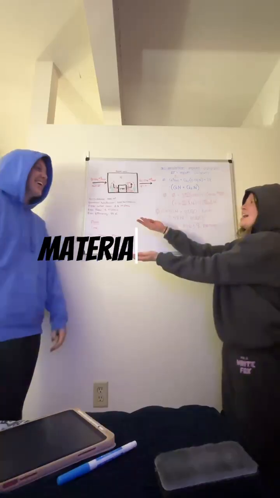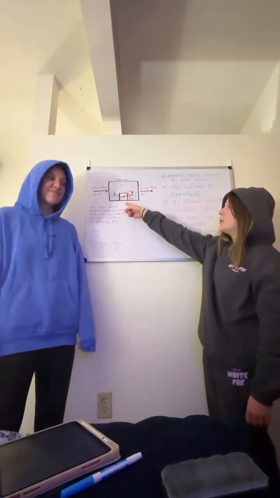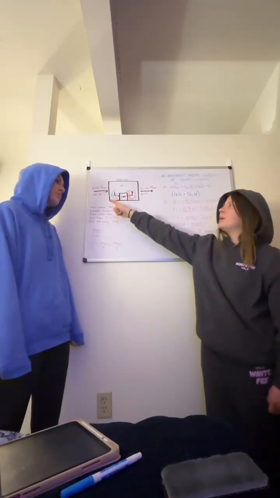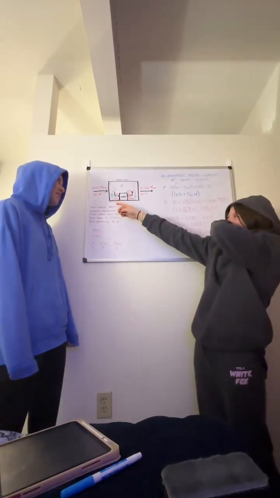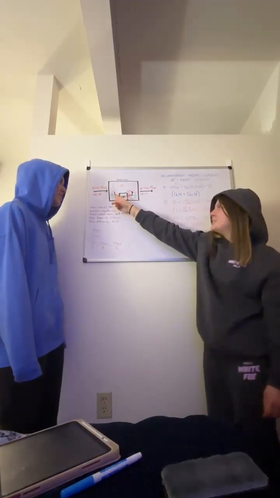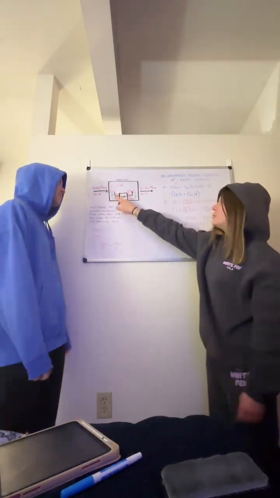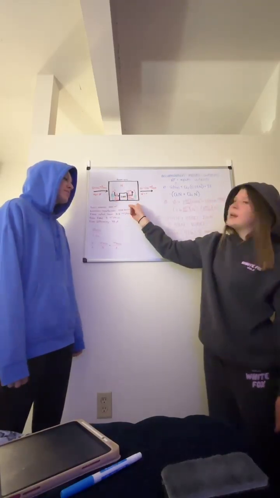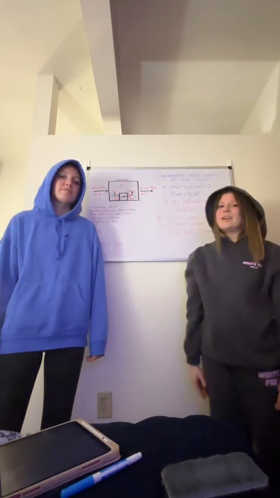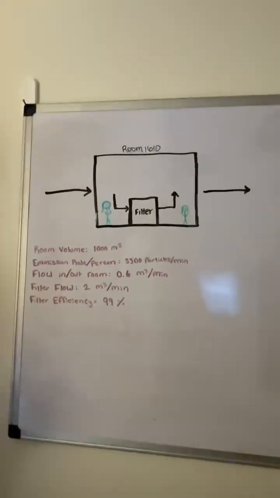Showing you how to do a material balance. Today, our material balance includes a room with a filtration system, meaning we have two inputs and two outputs from the room. And we have two people in the room who are emitting an illness because both of us are sick right now. Before doing any material balance, we need to draw a picture.